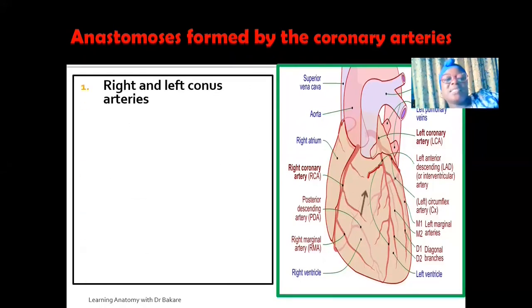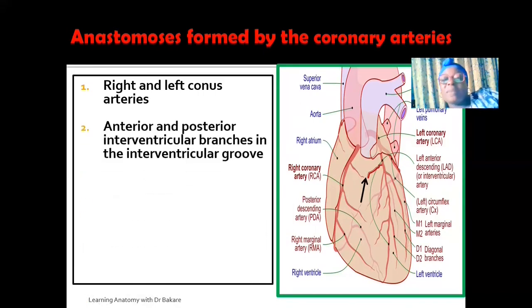So one of these is the left and the right conus artery, which we established will form anastomosis around the infundibulum of the right ventricle. Then we also talked about anastomosis between the anterior and posterior interventricular branches in the interventricular groove. So we have the anterior and posterior interventricular arteries also in this region, forming anastomosis here at the posterior part.